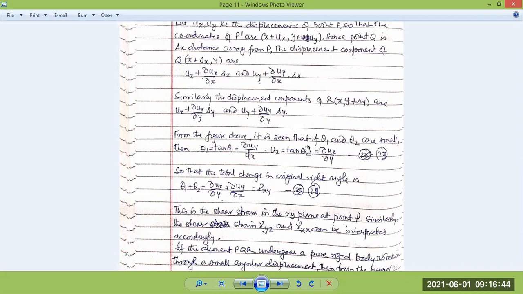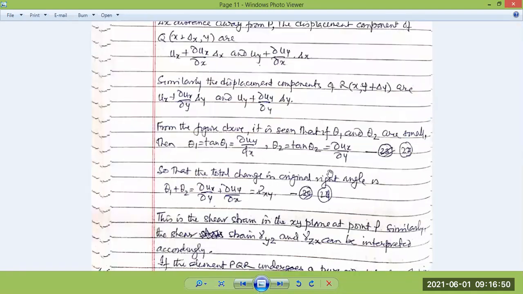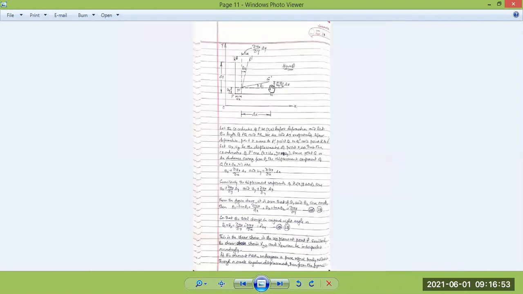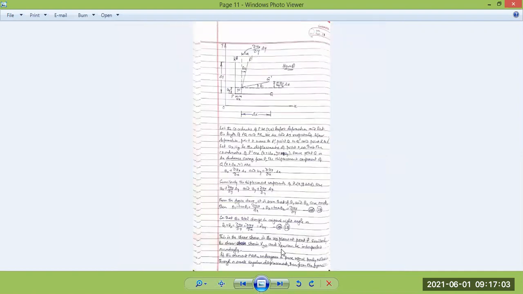Next, if theta 1 and theta 2 are small, what are theta 1 and theta 2? This is given here. Theta 1 is the angle of displacement of Q to Q dash, and theta 2 is the angle of displacement of R to R dash. Since theta is very small, theta 1 in radians is equal to tan theta 1, which is given as delta uy by delta x, the rate of change of uy with x.